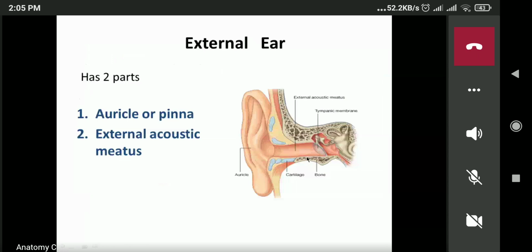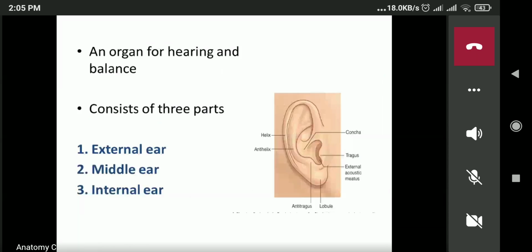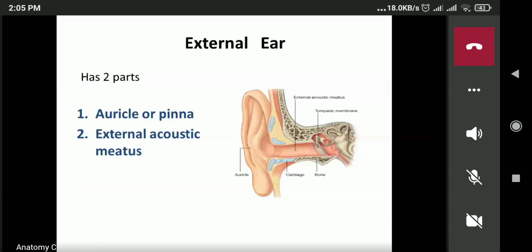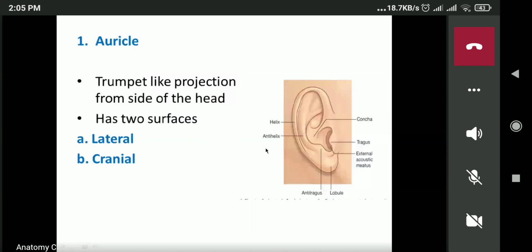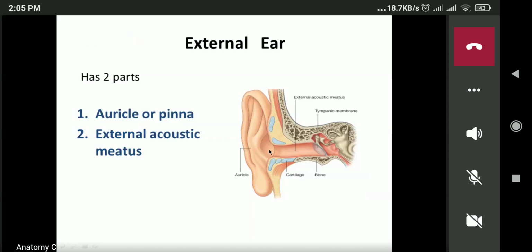So the ear has three parts: the external, middle, and the internal ear. And the external ear consists of the auricle or the pinna. So this is the auricle and the external acoustic meatus, which is also a part of the external ear. So don't think that only the exposed part is the external ear.